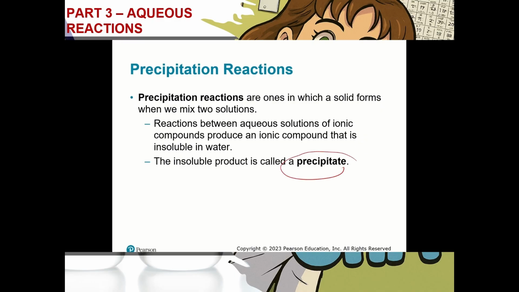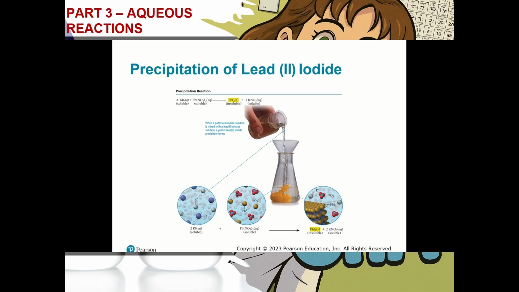It happens when a product of the reaction is not soluble in water, meaning it doesn't dissolve and instead settles out. A classic example here is the reaction between lead(II) nitrate and potassium iodide. They form lead(II) iodide and potassium nitrate. The lead(II) iodide is insoluble and forms this bright yellow precipitate over here.